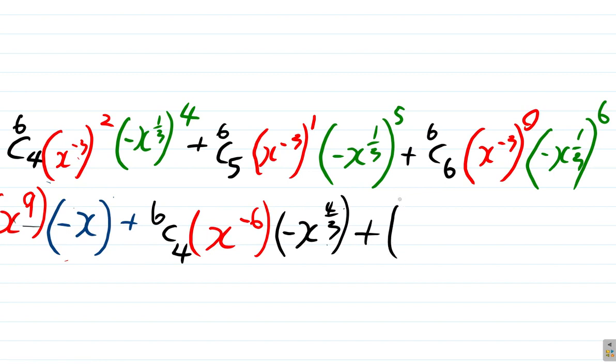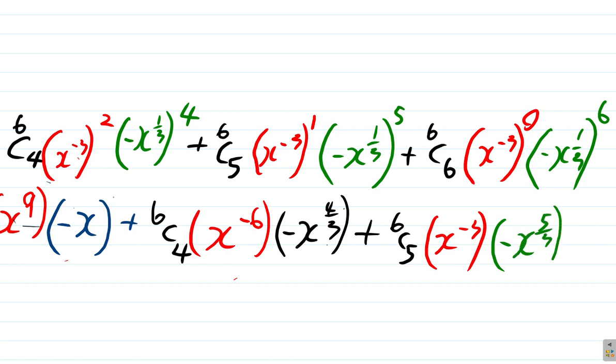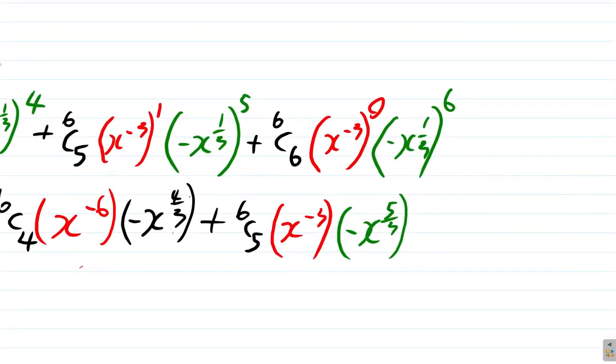Plus, and after this, you have 6c5. So it's 6c5, then x to the negative 3 times 1 is just x to the negative 3. After that, negative x to the 5/3, because when you multiply 1/3 by 5, you get 5/3.